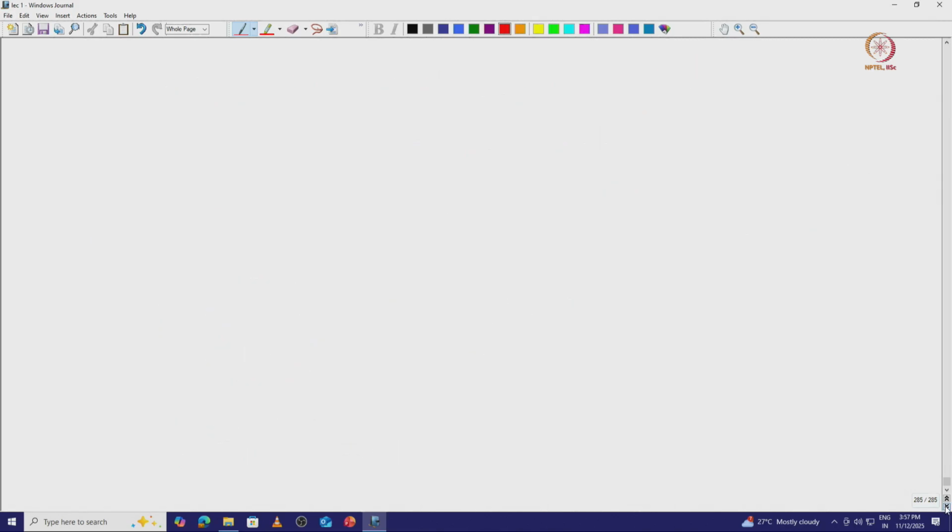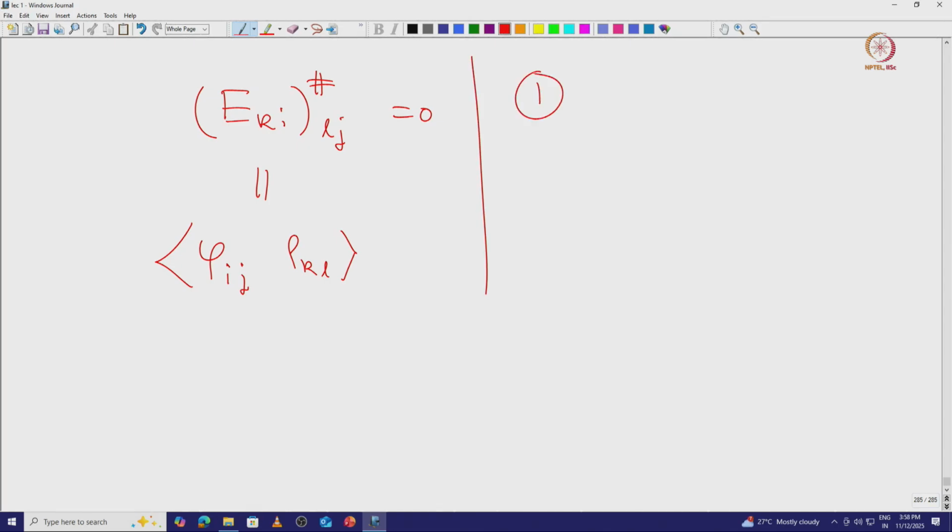So, that means we get that all ljth entries of this T hashtag are 0, but we just saw that this is nothing but the inner product of phi ij and rho kl. So, that means phi ij and rho kl are all orthogonal to each other. That is the first property of the orthogonality relation, that the inner product of phi ij and rho kl is exactly 0 for all ij and kl.